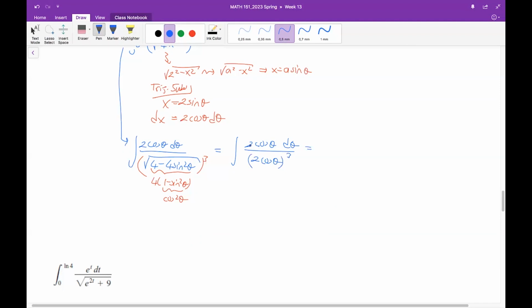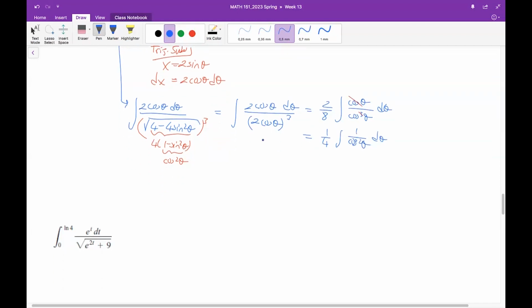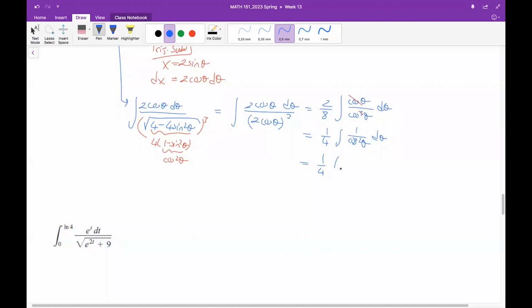And then what we have, 2 to the power 3 is 8. There is another 2 here. 2/8 goes out. Cosine theta divided by cosine cube theta. Let's write this down and simplify. Then what you have is 1/4 integral of 1 over cosine square theta d theta. You can rewrite 1 over cosine theta as secant theta. So this is in fact secant square theta d theta.